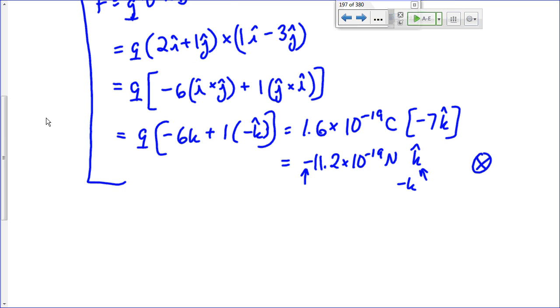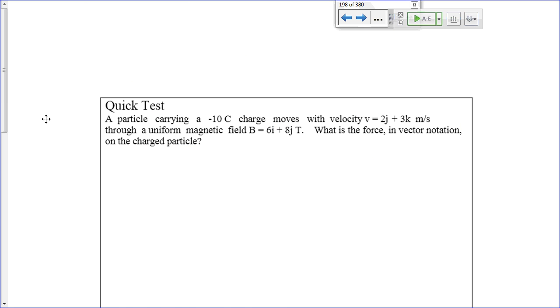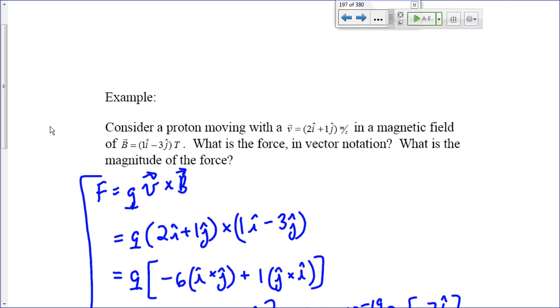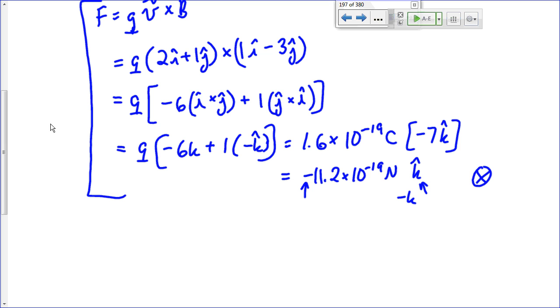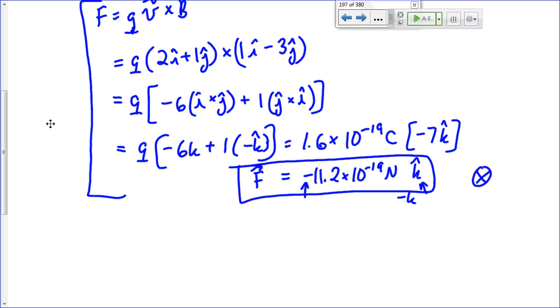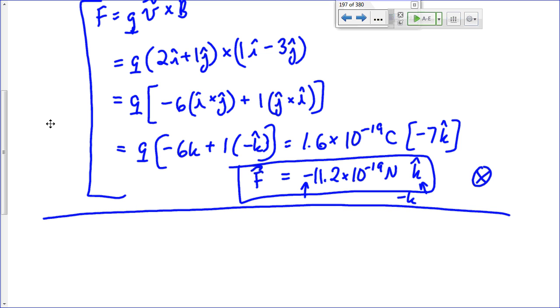So let me look on the next page just a second. Let me see what I got here. So to answer what is the force vector notation, we just have to do the first part? Right, this is the force in vector notation right here. Alright, but then I can also find the magnitude and the direction of the force. Actually, no, I'm sorry. I already have the magnitude and direction, but let's say I also wanted to find the magnitude and direction of V and B.